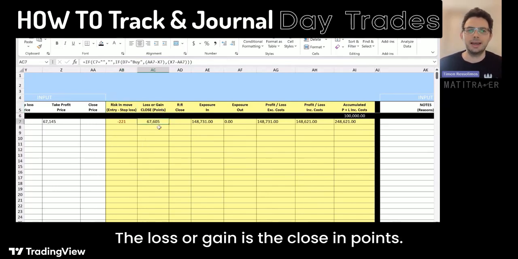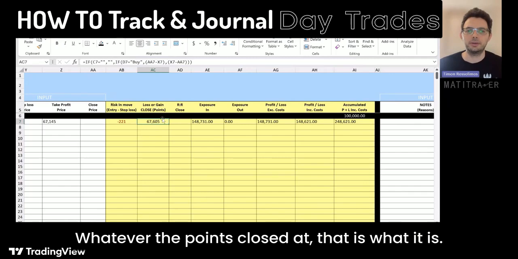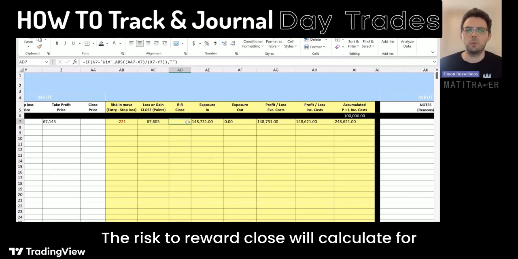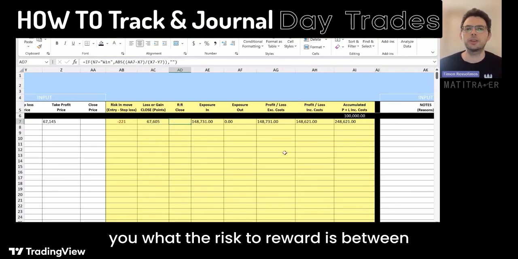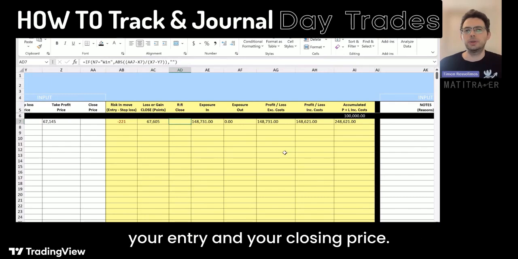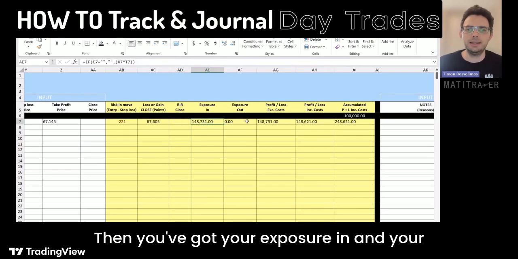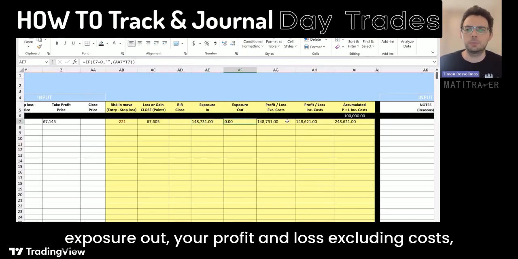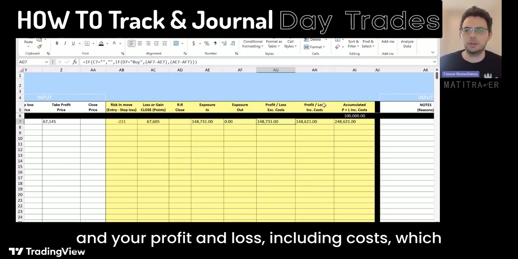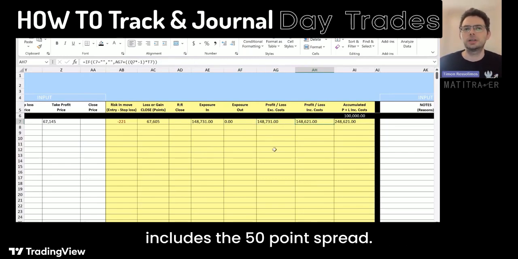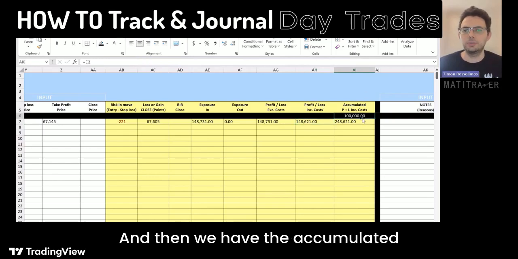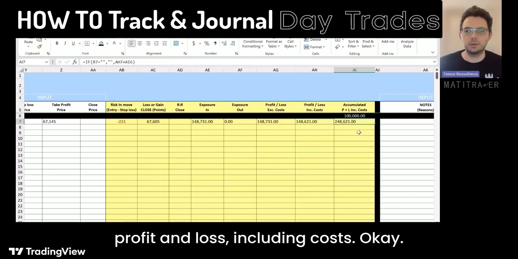The loss or gain is the close in points. Whatever the points closed at, that is what it is. The risk to reward close will calculate for you what the risk to reward is between your entry and your closing price. Then you got your exposure in and your exposure out, your profit and loss excluding costs, and your profit and loss including costs, which includes the 50-point spread. And then we have the accumulated profit and loss including costs. Okay.